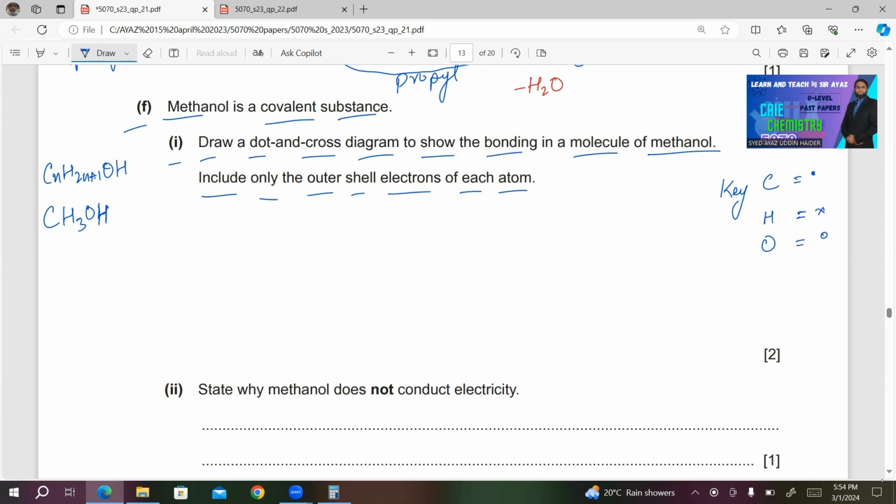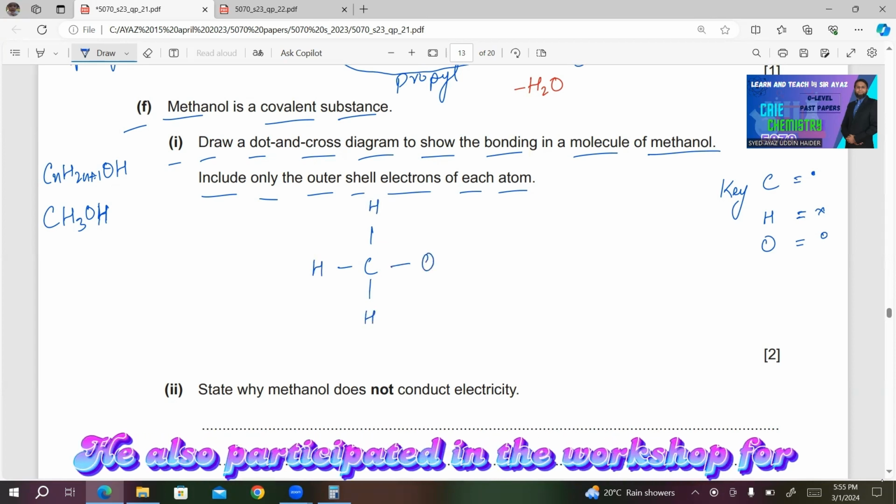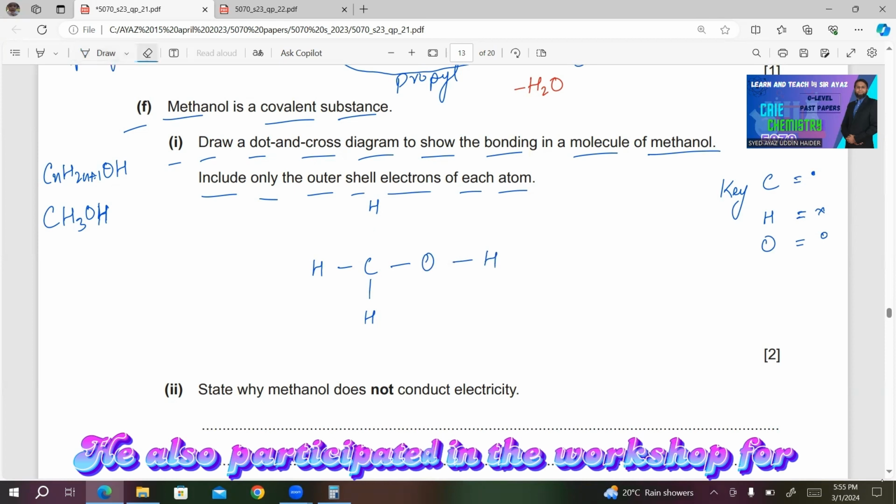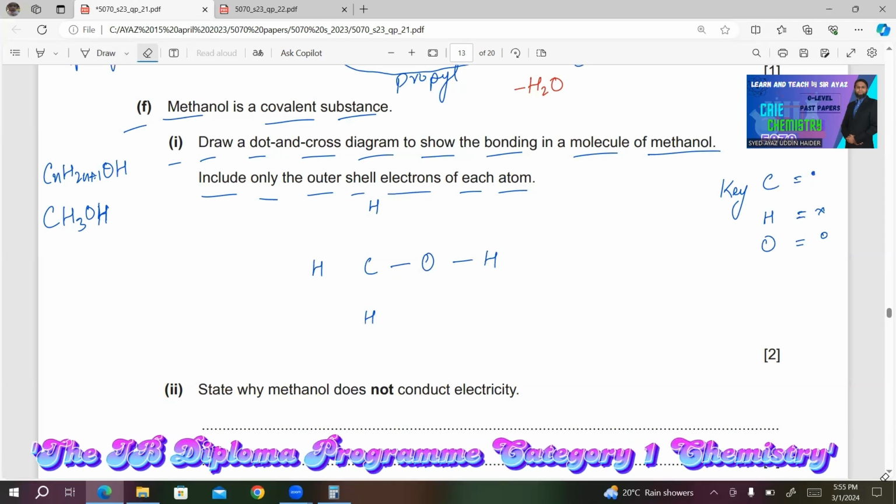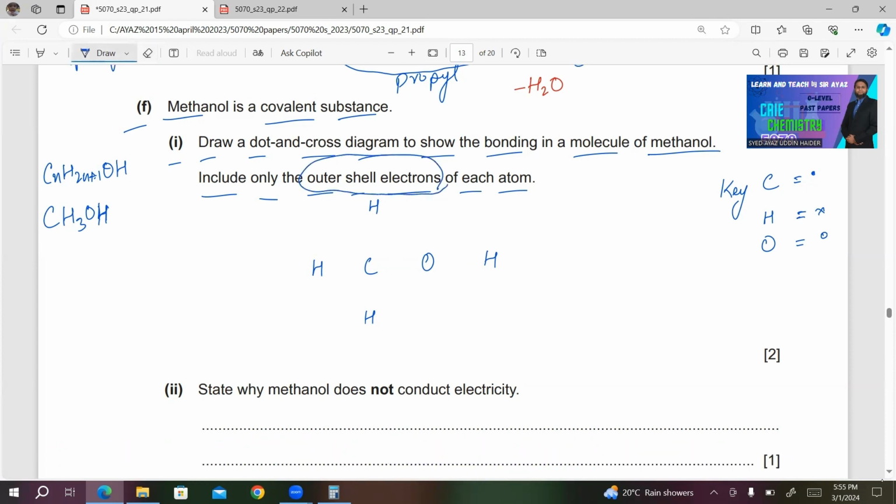Now we have one carbon atom and 1, 2, 3 hydrogen atoms, and it's bonded to oxygen. Then oxygen is again bonded to hydrogen. Now I am removing bonds, and now I will show the outer shell electrons only. Outer shell electrons for each of these atoms.